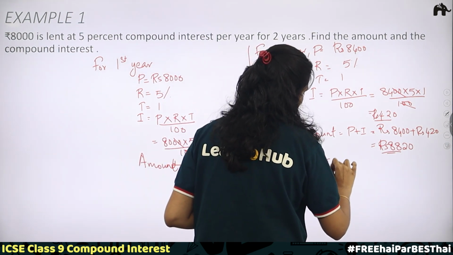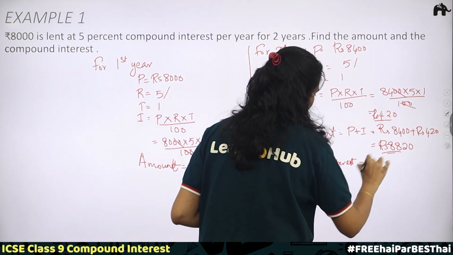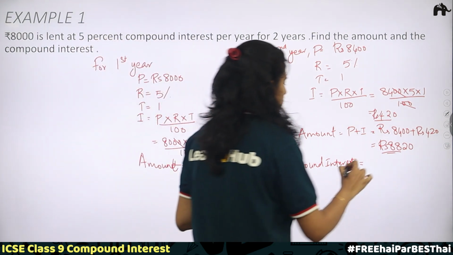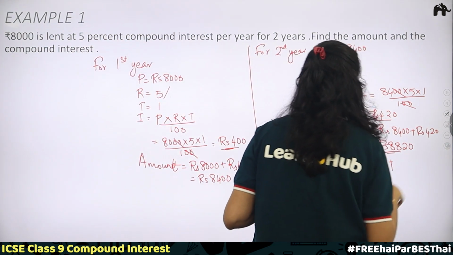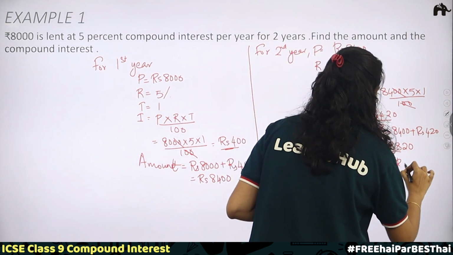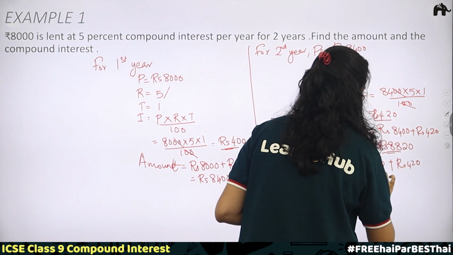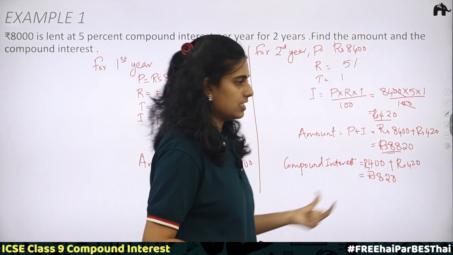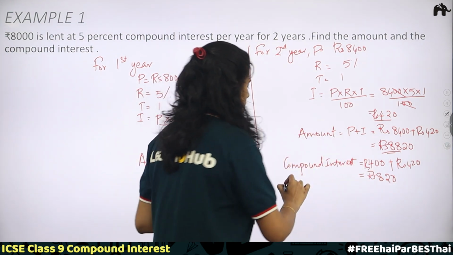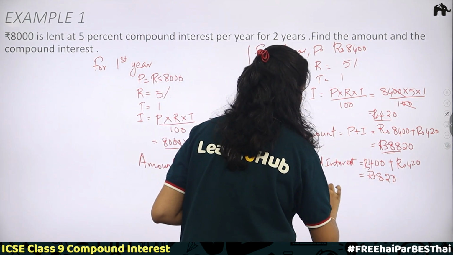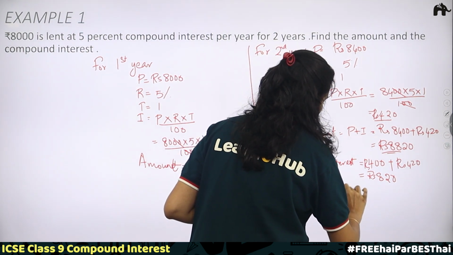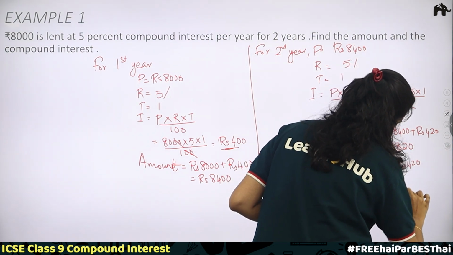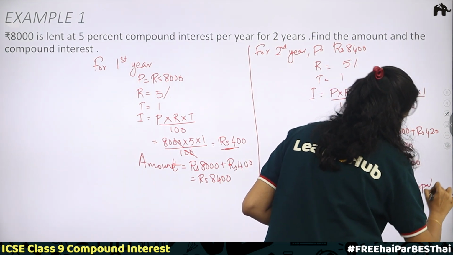To get compound interest, we can either add both the interest for the first year and the interest for the second year. Interest for the first year is 400 rupees and interest for the second year is rupees 420. That is rupees 820, which is the compound interest. Either you can calculate like this, or you can find compound interest as the final amount minus initial principal. You will get the same value.